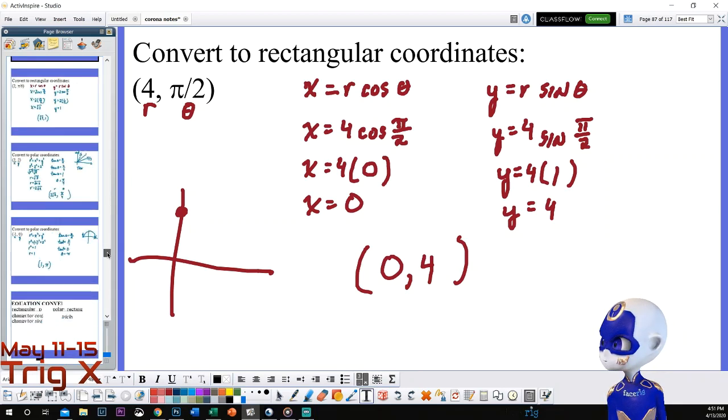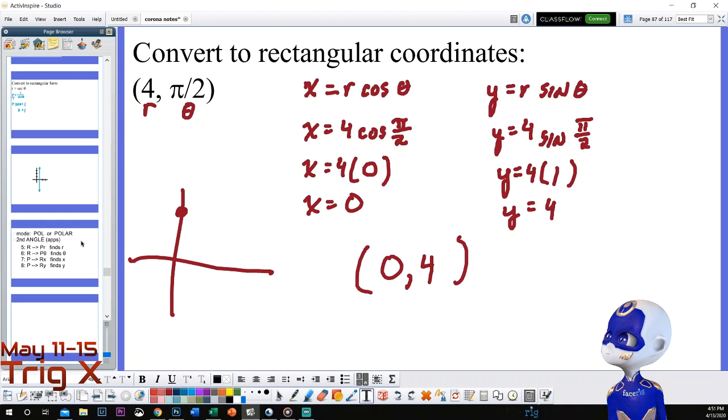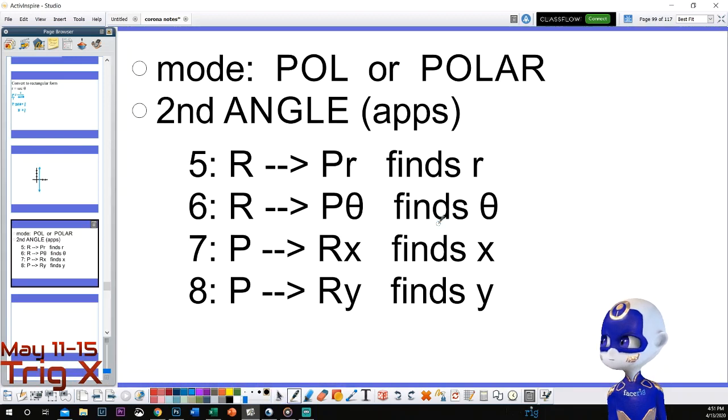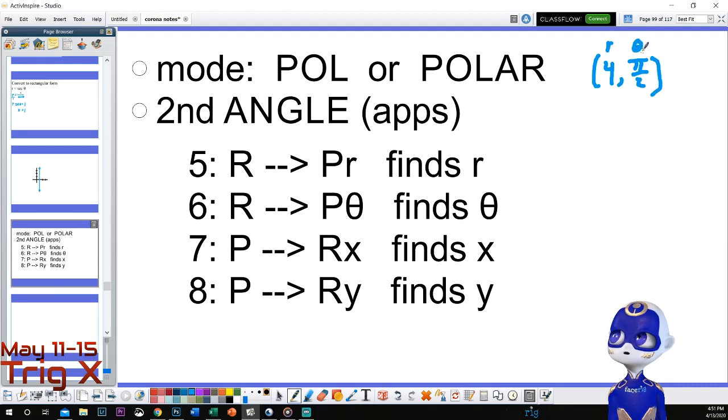All right, so 4 and pi over 2. You keep that page there and I'll show you this. So 4, pi over 2, let's write that down because I'm old and forgetful. 4, pi over 2. Now this was my r, this was my theta, and my goal on that page was to convert it from polar to rectangular form.